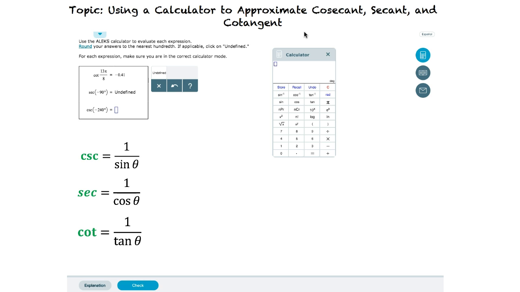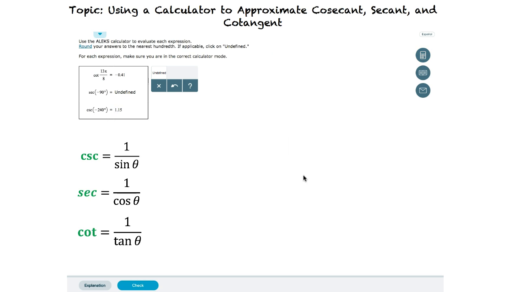Finally, we are asked to find the cosecant of negative 240 degrees. Cosecant is defined as 1 over sine of theta, so we enter in 1 over sine. We are asked to find the cosecant of negative 240 degrees, so we enter in negative 240. The result is 1.1547, which rounded to the nearest hundredth is 1.15.